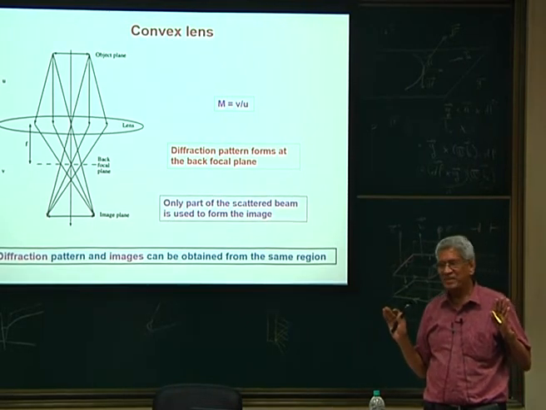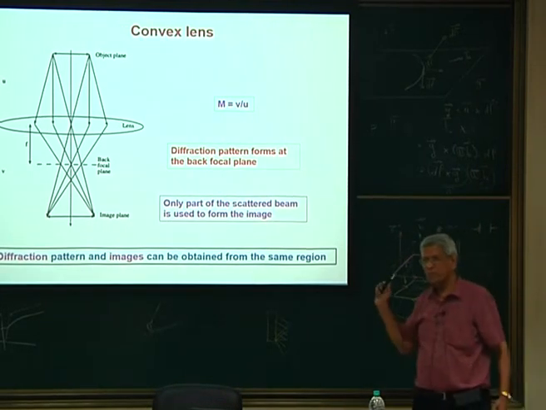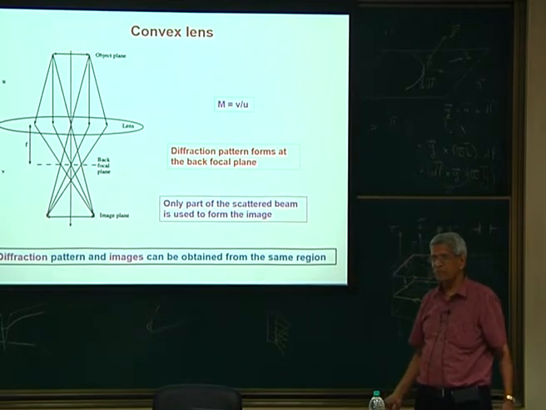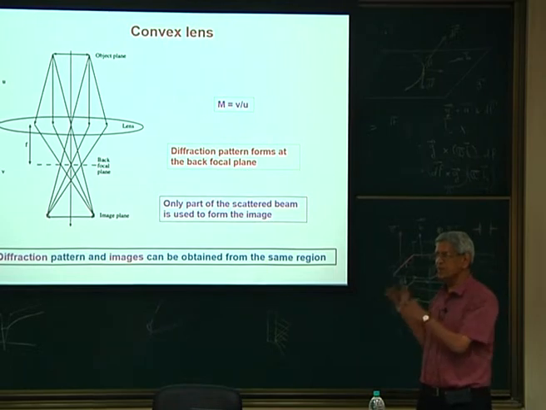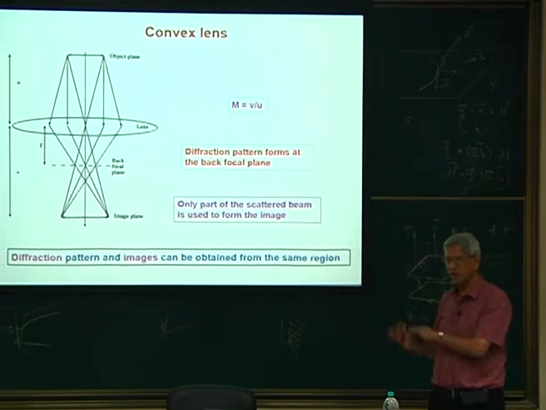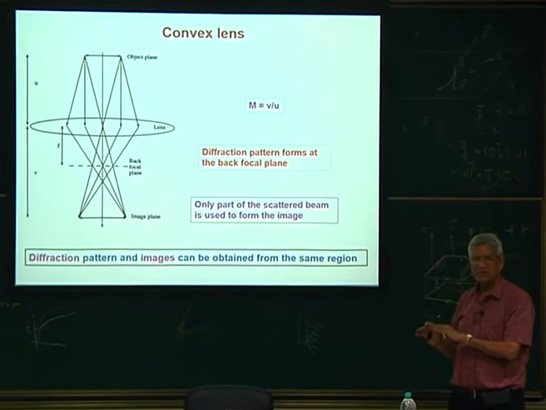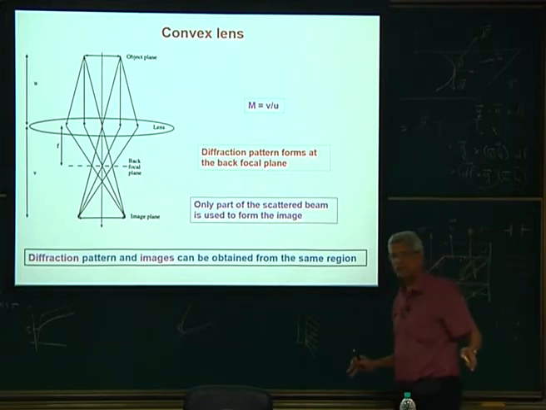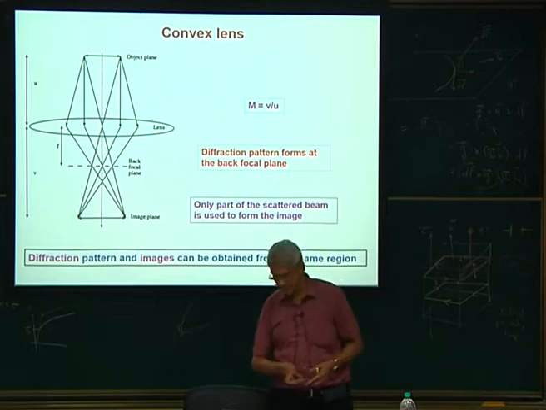You understand that? This is what you have to remember first. From the same region of the sample, when the beam passes through, using a lens you can get the diffraction information and also the image. This is put to use in electron microscopy to get crystallographic information about the images we obtain of the sample. It's clear?